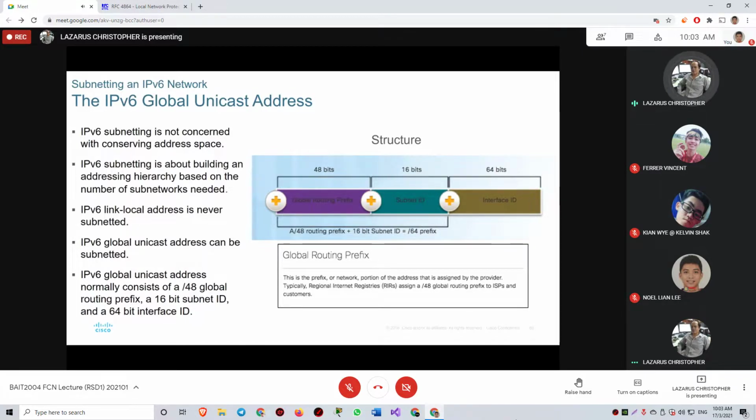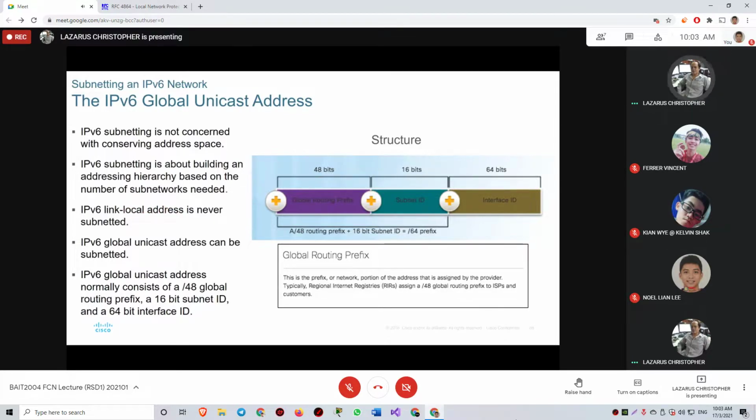Recall also that IPv6 has many addresses. This example with the global routing prefix and subnet ID is an example of a GUA, the global unicast address. But we also have the link local address. A link local address is never routed beyond the gateway. It cannot be routed by the router outside of your LAN. Link local means it stays inside your subnet.